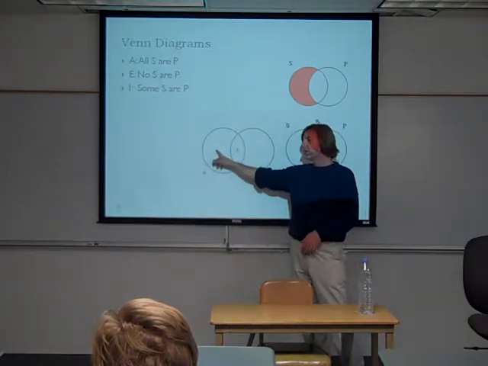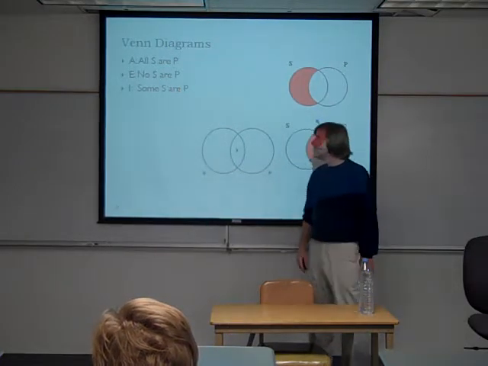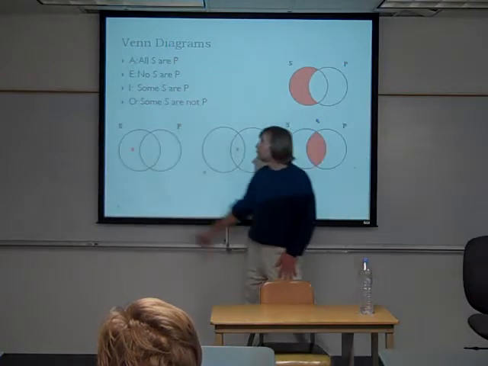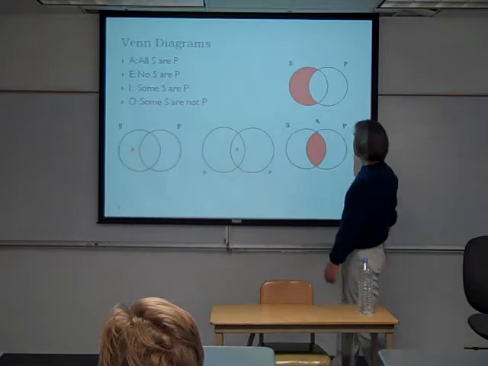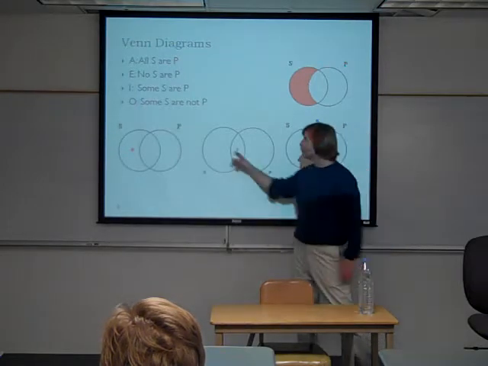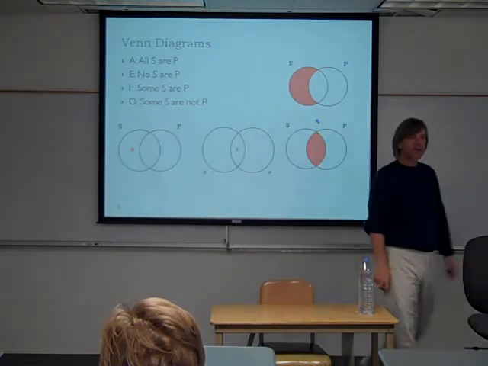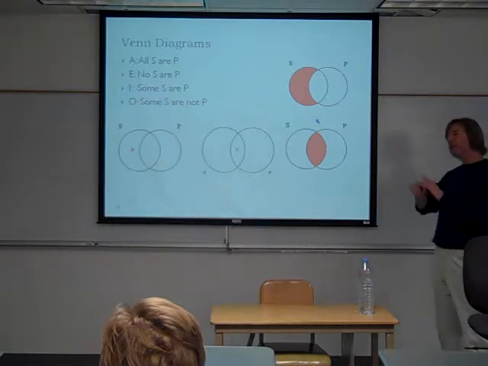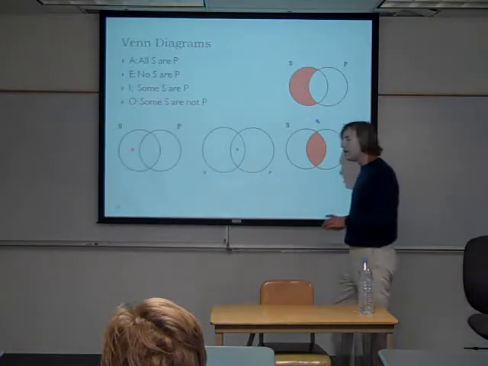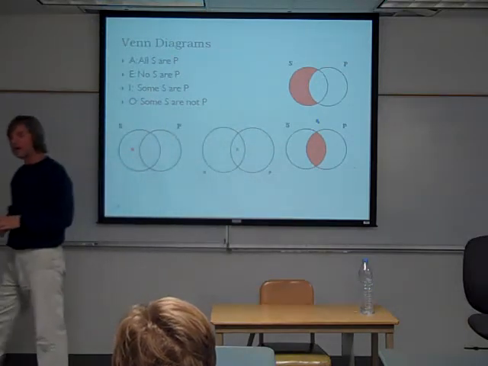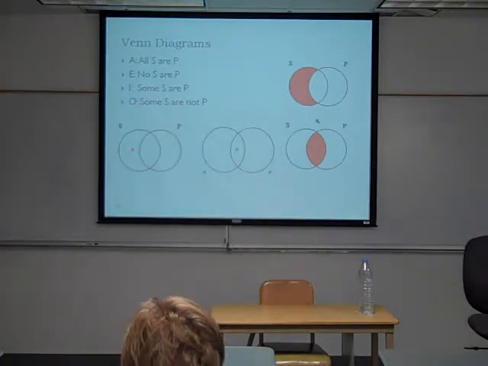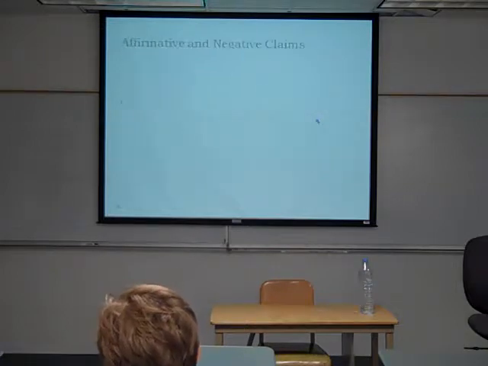Very good, Matt. Right here, right? Yes. Exactly. It doesn't have to be red. Actually, it should be white, but you can't do it white, so black. So these Venn diagrams give you a pictorial illustration of the nature of the claims, what these categorical claims are referring to, and how the classes relate to each other.